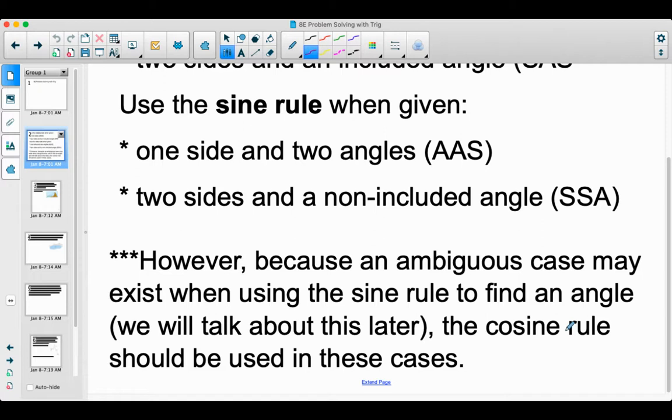Now with sine rule, excuse me, there is what we call an ambiguous case. We are not going to talk about that today. That will be in a future lesson. So today, all of the sine rule problems will not be ambiguous cases.